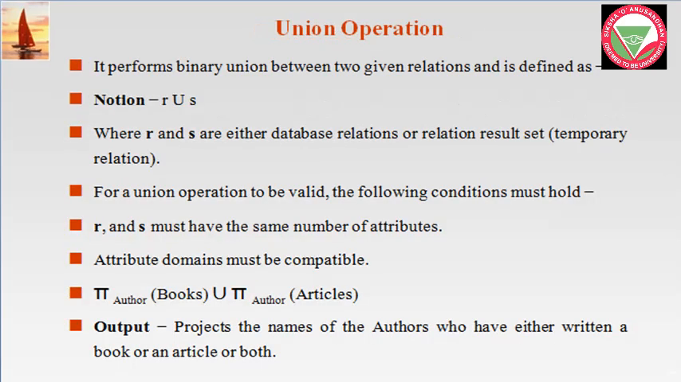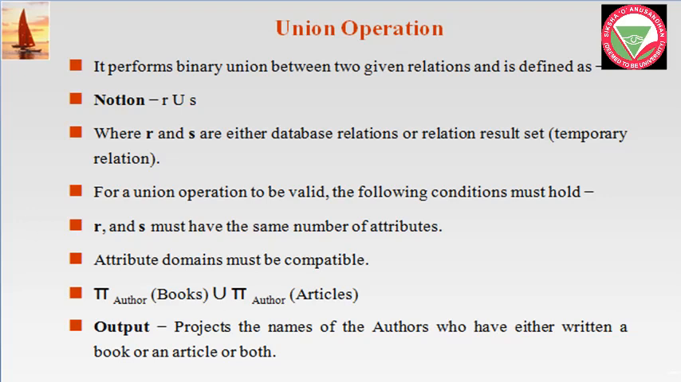The third and the last operation is the union operation. It performs binary union between two given relations as defined as follows. So the notation is R union S, where R and S are either database relations or relation result sets. For the union operation to be valid, the following conditions must hold. The first one, both the relations R and S must have the same number of attributes. The attribute domains must be compatible with each other.